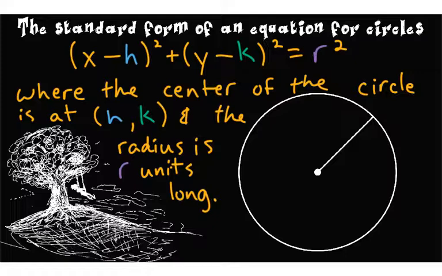So here we have a circle. The center of the circle there is going to be the point (h, k), and the radius is r units long. So we'll be looking at these circles on an XY coordinate grid. Let's have an example.